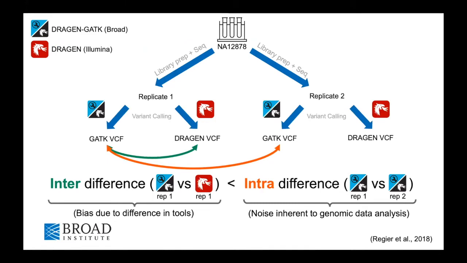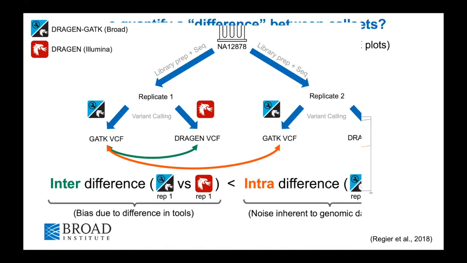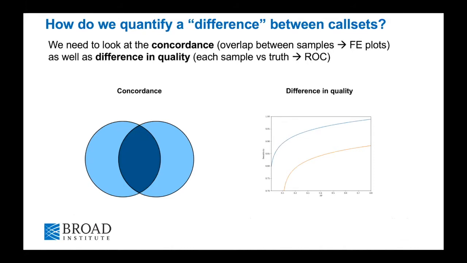How do we evaluate functional equivalence? Basically, as Heidi said, we make sure that the difference due to the tools is smaller than the noise that is just inherent to genomic data analysis. So we take a sample and produce two technical replicates and run both pipelines on each of these replicates. We then compare the difference between the pipelines, on the same replicate, which is called the inter-tool difference, to the difference between the replicates, with the same pipeline, which is what we call the intra-tool difference. And if we find that the inter-tool difference, which is the bias due to the difference in tools, is smaller than the intra-tool difference, which is just the noise inherent to genomic data analysis, then we find that the two pipelines are functionally equivalent.